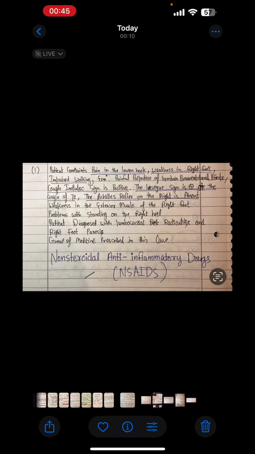A group of medicines should be prescribed in this case. I hope the diagnosis is clear in this case, guys. The diagnosis is lumbosacral radiculitis. Only one question in the crock: how are you going to manage this patient? The patient needs inflammation management plus pain management. So the group of choice will be NSAIDs. If we provide NSAIDs to the patient, this is pain management plus inflammation management. I hope you understand lumbosacral radiculopathies.